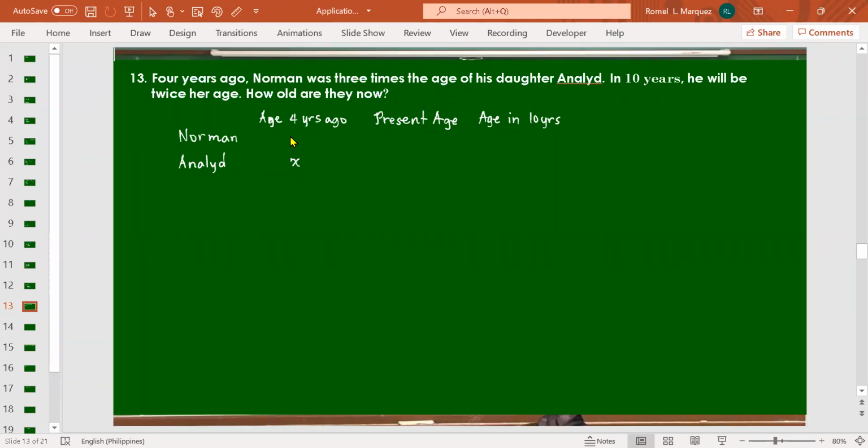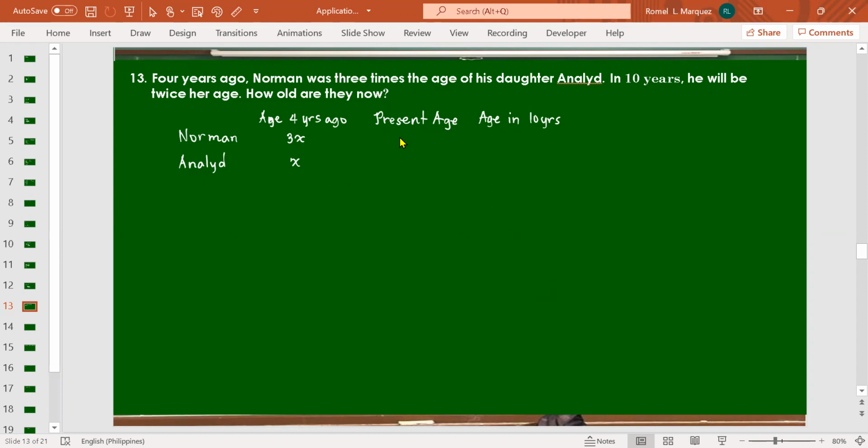What was Norman's age 4 years ago? 3 times, so 3x, while Annalyn was x, because Norman was 3 times the age of his daughter 4 years ago. That was the relationship of their ages 4 years ago.